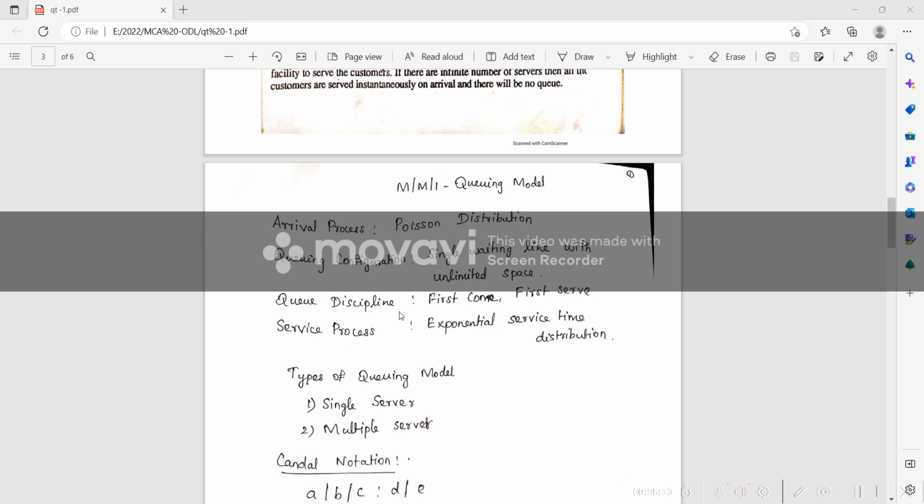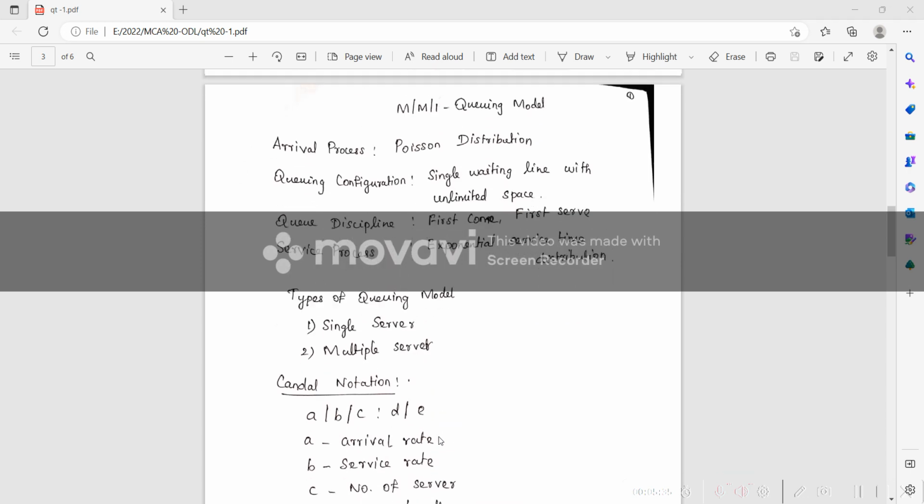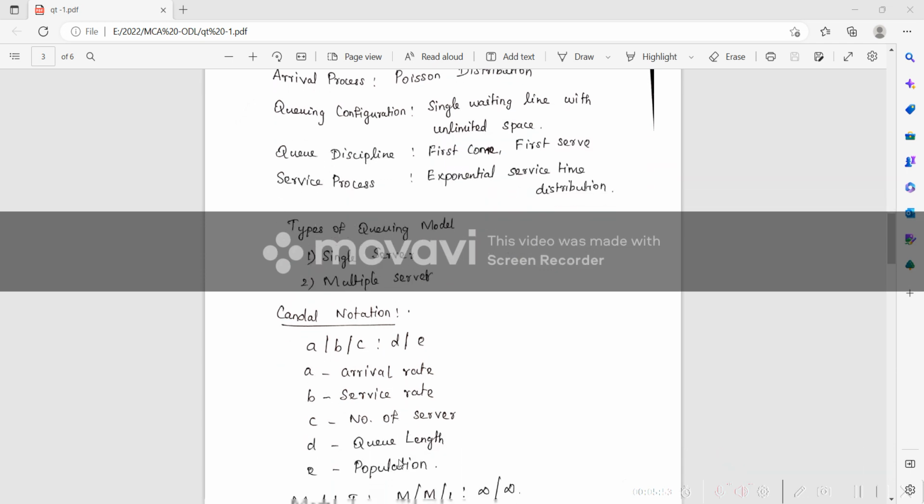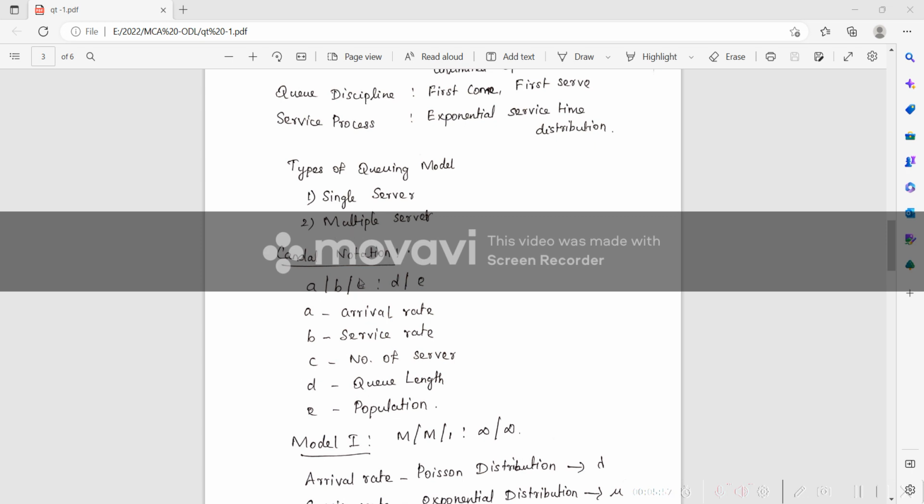Then the queue discipline. The discipline we assume here is first come first served, and the service process is assumed to follow an exponential distribution. Then the queuing model: there are two types, one is a single server and the other is multiple servers. Queuing models are usually represented in this notation, in general written as A/B/C : D/E. Here the first symbol A denotes the arrival rate, the second symbol B denotes the service rate, and the third one C denotes the number of servers, that is, how many servers are in that system. D denotes the queue length, and E is the population, that is, who is going to benefit from that queue. That is our last notation.